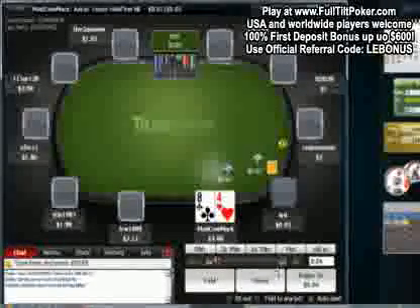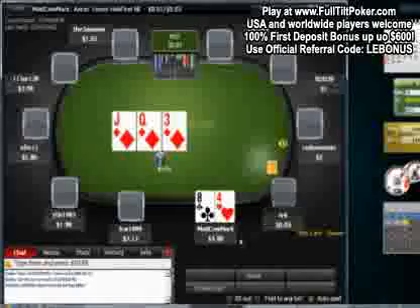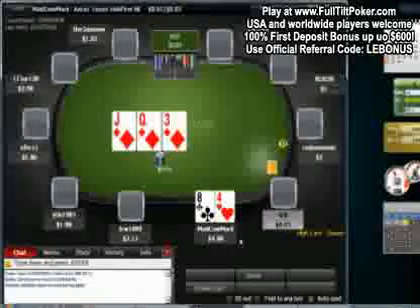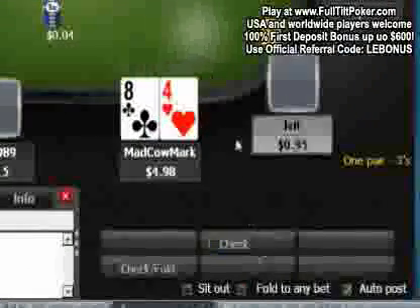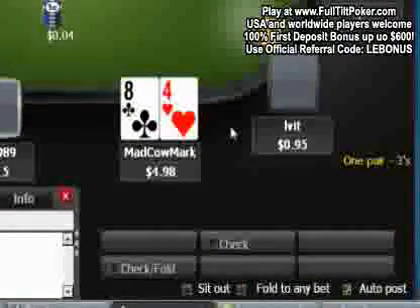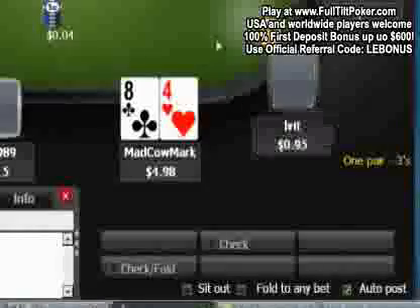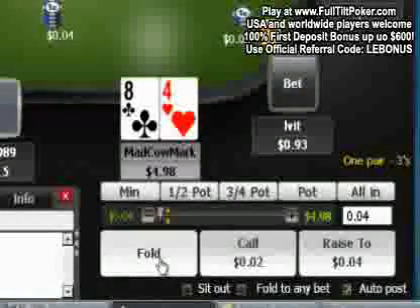So first hand of play, 8-4 off, of course free flop please. I'll talk about bankroll management and the likes in a second. I'm going to fold there.